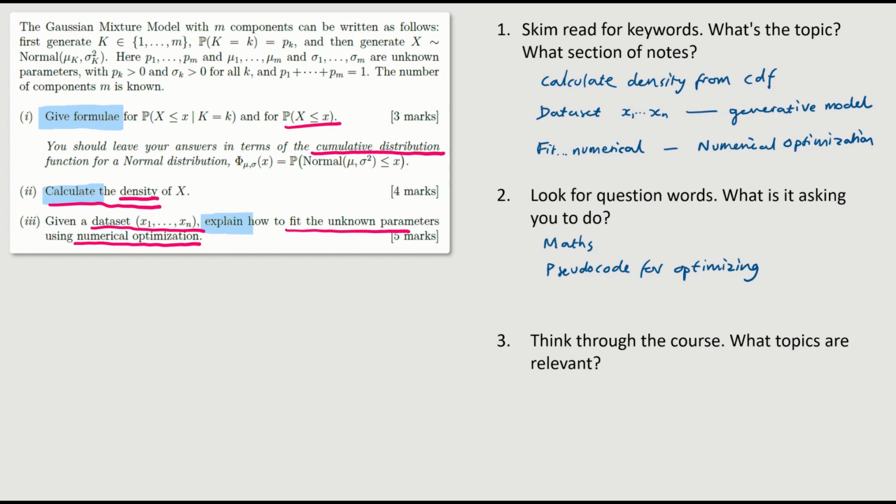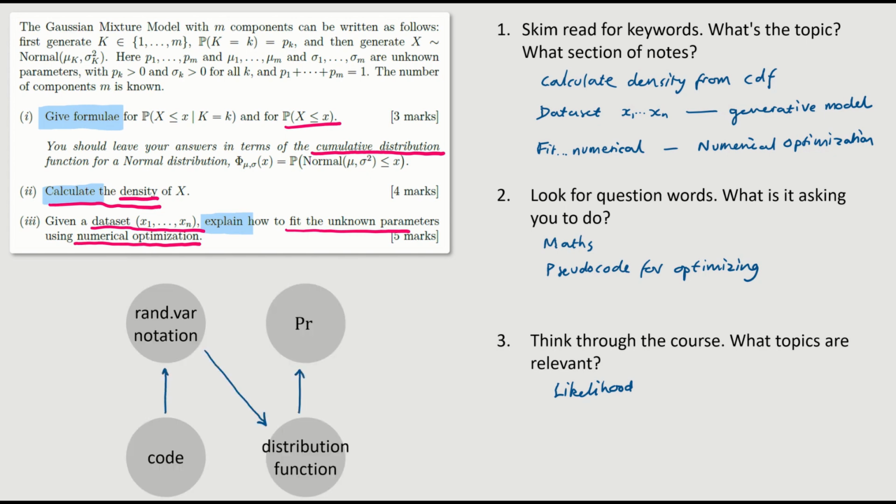Next, think through the course. What topics are relevant? This is a question which is talking about cumulative distributions and densities, which we covered in the section on likelihood. And specifically, we had this diagram which led to calculating the likelihood via the cumulative distribution function. There's also reference to numerical optimization. In that section of the notes, there was a code snippet, and there was a whole chunk about transforming parameters to make them easily optimizable. So we can get started.